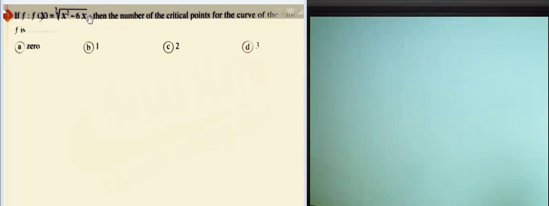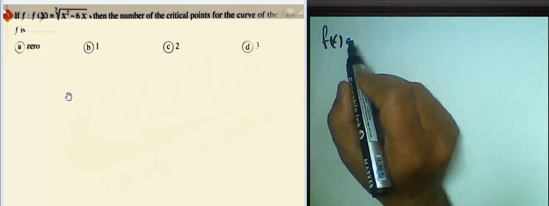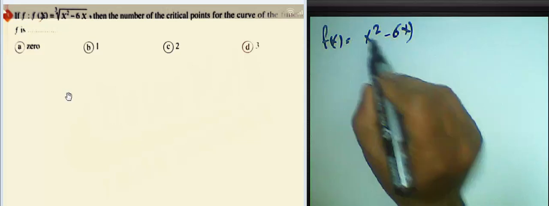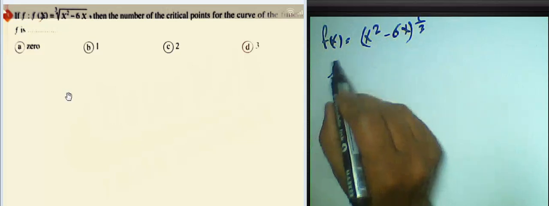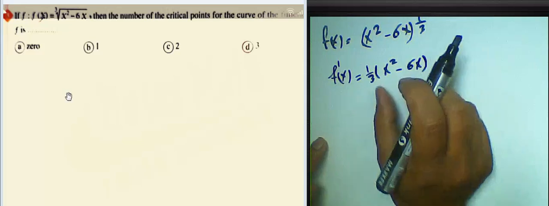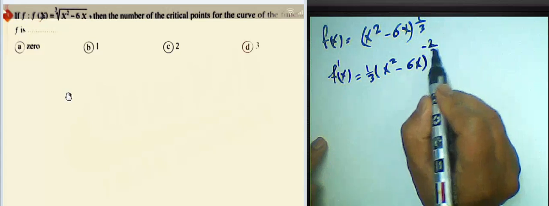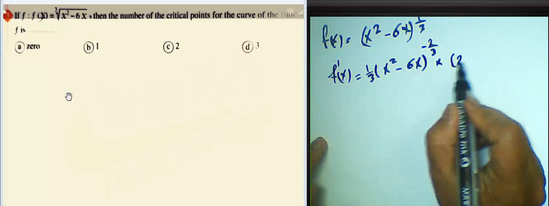Question 3. If f of x equals the cubic root of x squared subtract 6x, then the number of critical points of the curve of function f equals blank. Okay, first we must find the derivative of this function, and then we can find the critical points where f dash equals 0. We have here f of x equal to x squared subtract 6x all to the power one third. Then f dash of x will be, we drop the power outside and write the function multiplied by, power one third subtract 1, it will be negative 2 over 3, multiplied by the derivative of this function, which is 2x minus 6.